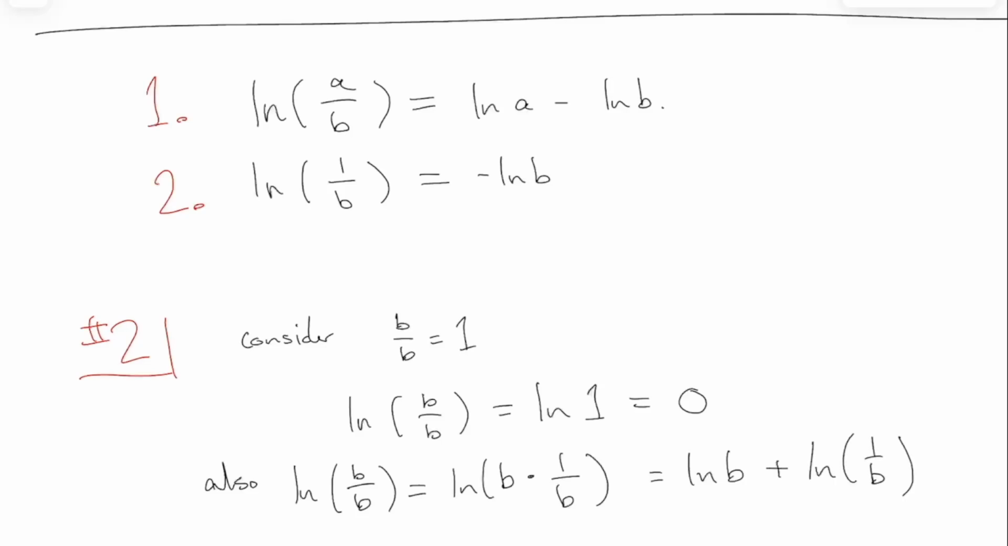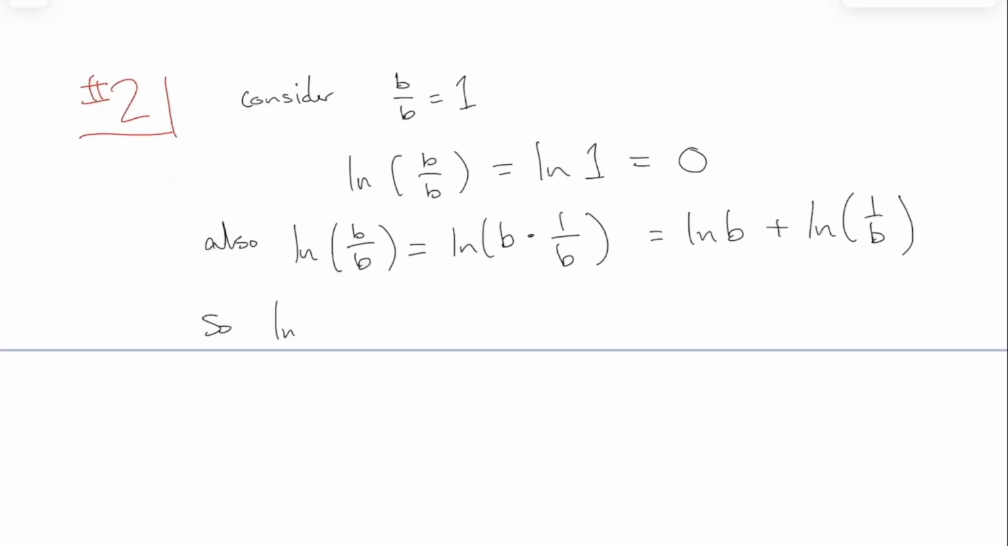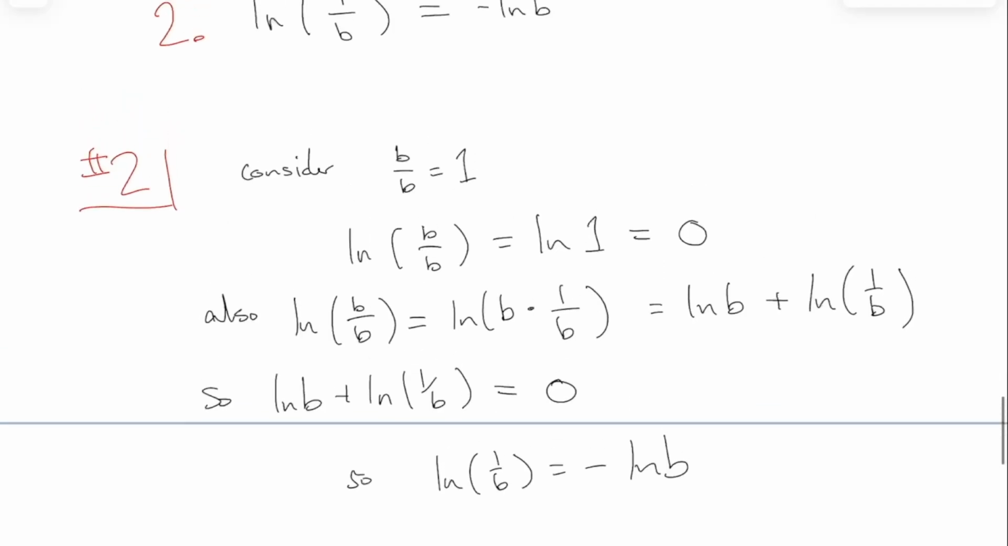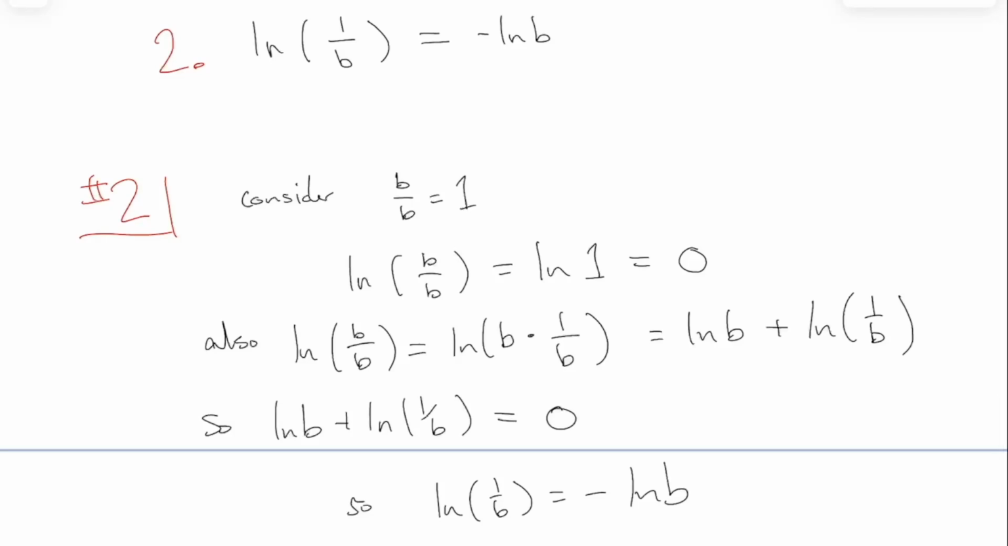All right? And if you read all of this together, this thing equals 0, but this thing also equals that. That means ln b plus ln 1 over b equals 0. And then if we subtract ln b to the other side, ln 1 over b equals minus ln b, like so. All right, and that's the second one there. ln 1 over b equals minus ln b.